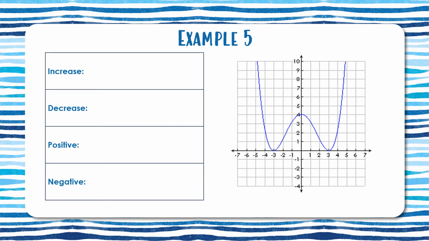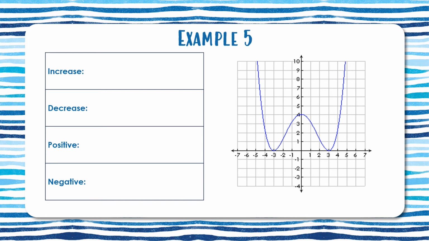So increase is going up, decrease is going down, from left to right. Start at that -infinity, make your way to positive infinity. So if I start at -infinity and make my way to positive infinity, I'm going down, and I will keep going down until I hit that valley down at -3. So since I'm going down, it is decreasing from -infinity to -3.